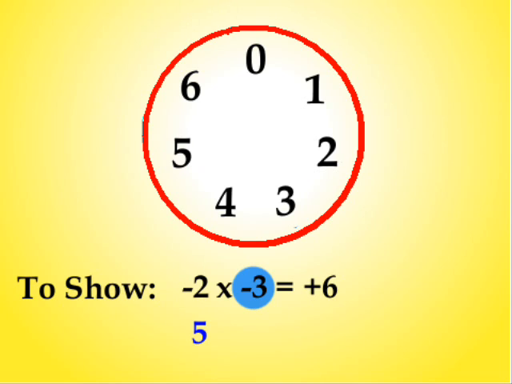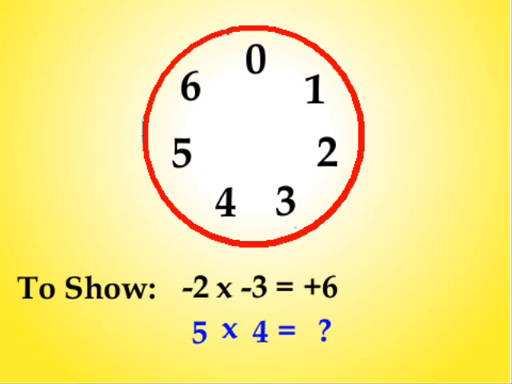We'll treat -3 in exactly the same way. Beginning at 0, we'll move in the negative direction, this time a total of 3 steps backwards. 1, 2, 3. And we can see that -3 is pointing to 4 in that circle. The sum -2 times -3 has become 5 times 4 in the 7 circle.